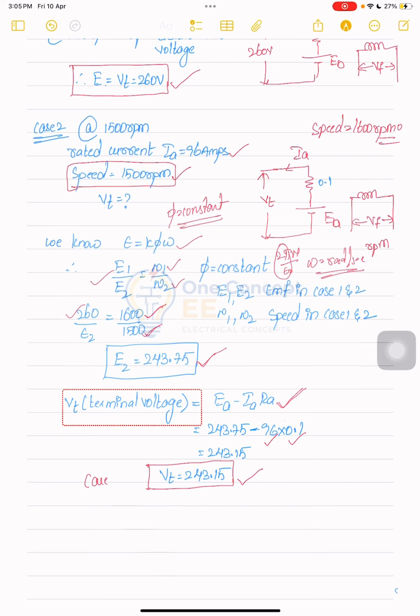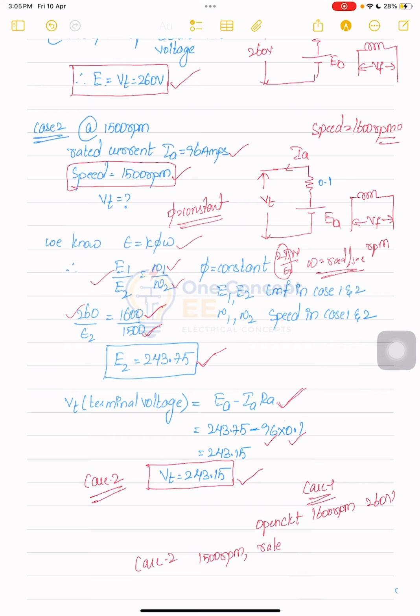This is case 2. In case 1, in open circuit condition at 1600 rpm, it is generating 260 volts, giving a terminal voltage of 260 volts. Case 2 is running at 1500 rpm, generating the rated current of 96 amps. Then it's giving a terminal voltage of 234.15 volts.